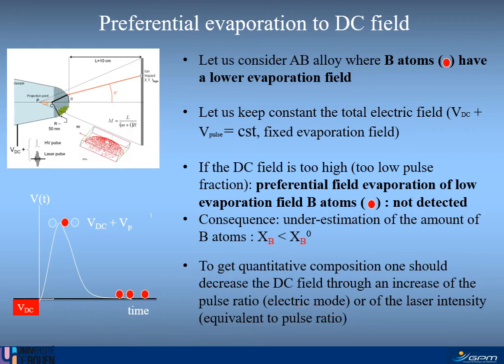This is true for the electric mode, but also for the laser mode, because in the laser mode, instead of having an electric pulse, we've got a laser pulse, a light pulse. And so if we want quantitative data, we have to have a low VDC. So this means that we should have a large laser pulse. In order to get quantitative data, we should use a sufficiently high laser pulse, relatively high.